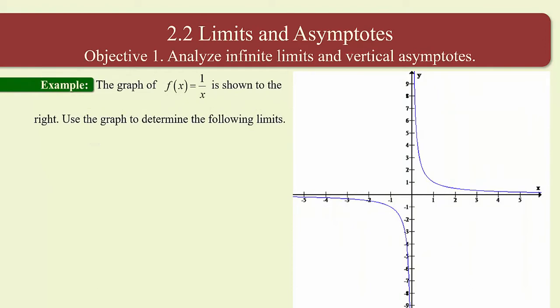So let's start things off by looking at this example. Here's the graph of f of x equals 1 over x. It's over here to the right. And we're going to use this graph to determine the following limits. Part A, the limit as x approaches 0 from the right of 1 over x. Part B, the limit as x approaches 0 from the left of 1 over x. And then part C, the limit as x approaches 0 of 1 over x.